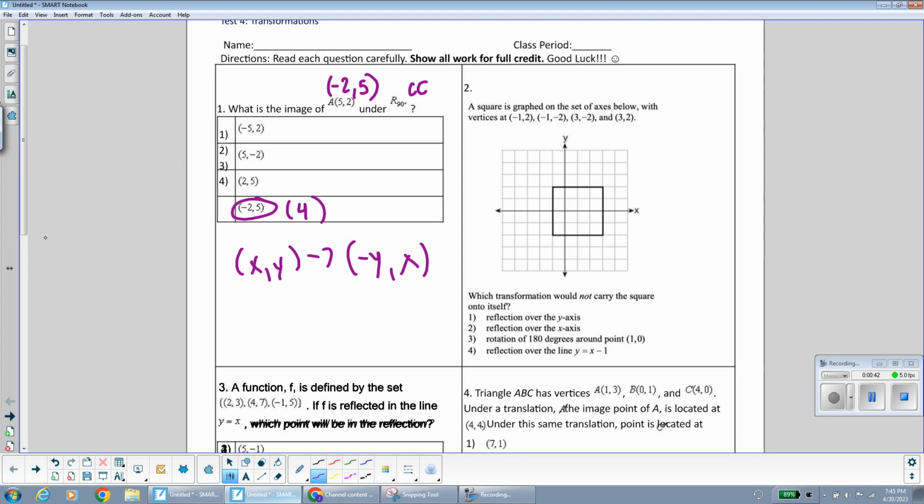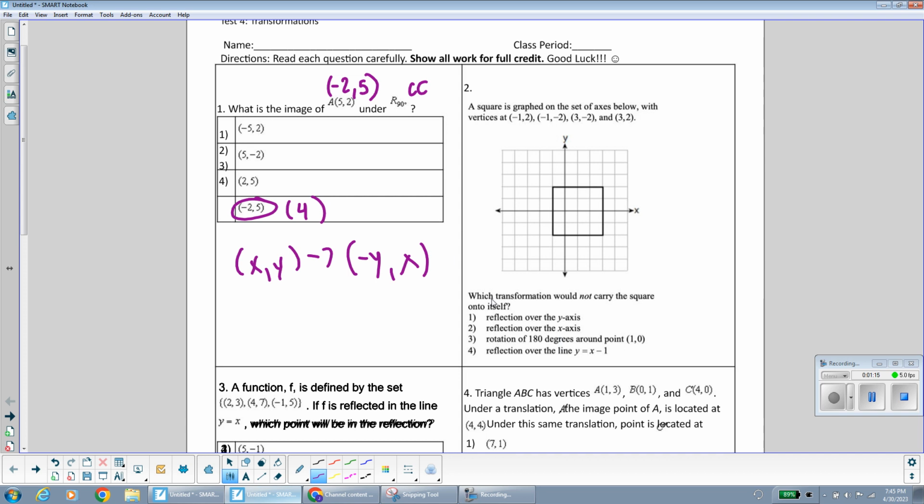Okay, number 2, I'm looking for the transformation that would not carry the square onto itself. So remember, if it is going to carry the square onto itself, if it's a rotation around a point, it's going to be right in the middle. If it's a line, if we're reflecting over a line, then that line is going to be a line of symmetry to carry it onto itself. There should only be one answer choice that does not carry it onto itself, so we're looking for the answer choice that is not in the middle or not a line of symmetry.